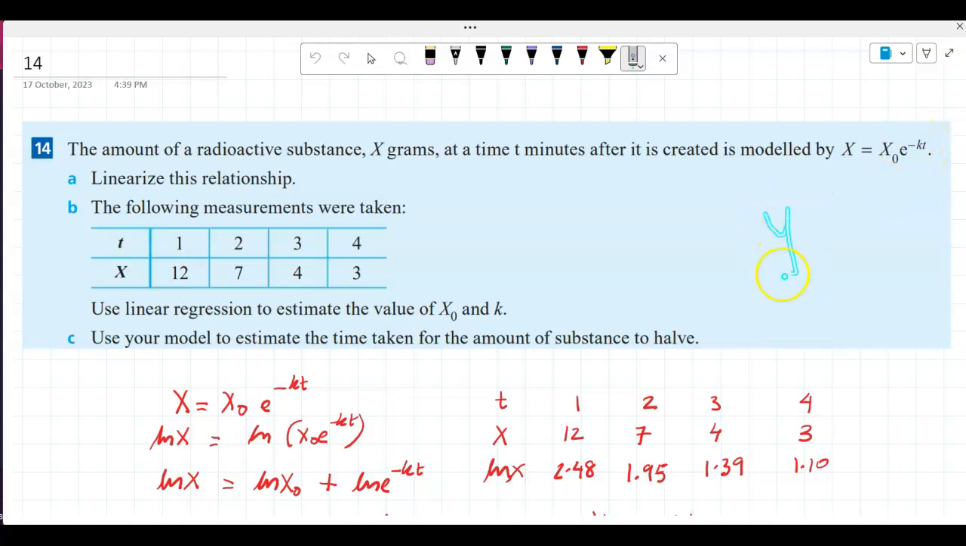a b raised to x. Yes, so b is the base. So this is the exponential. So exponential model will be a semi-log graph.